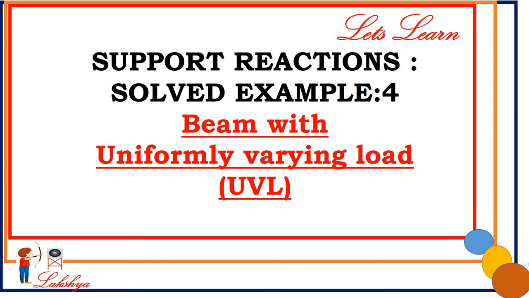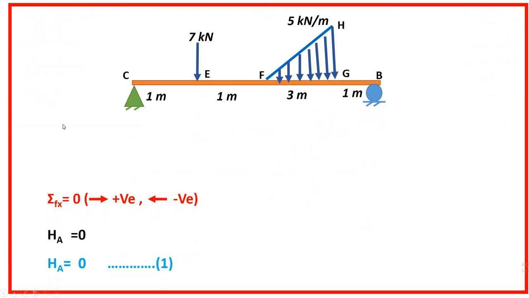Let us solve one more simple example of a simply supported beam with uniformly varying load. Let us start with a simple example. This support is a hinge support. How many reactions do we have for a hinge support? Two: horizontal reaction and vertical reaction. Now this is a roller support. For this we have only one reaction.